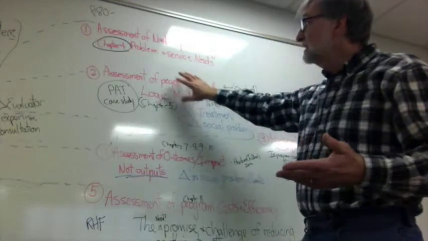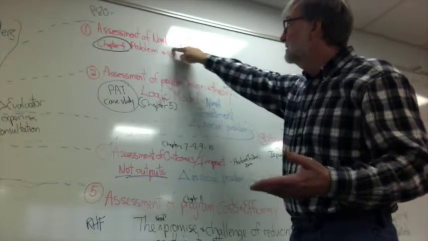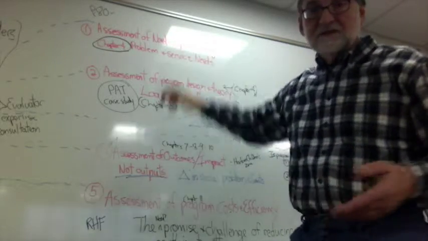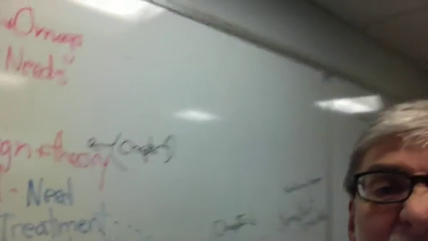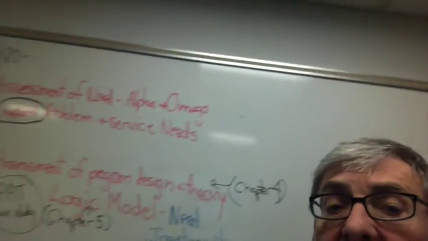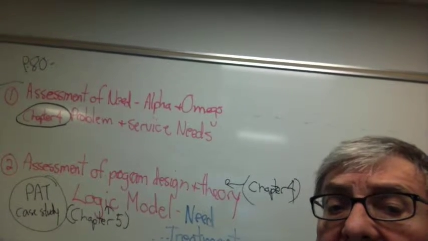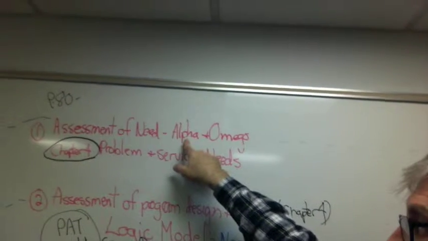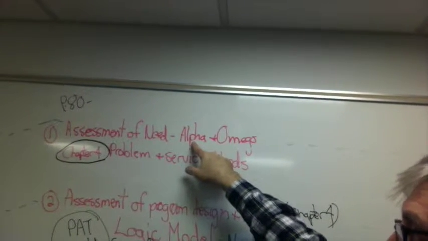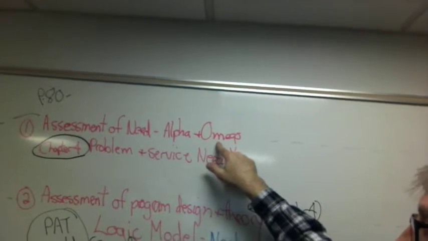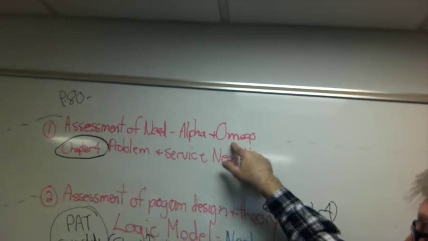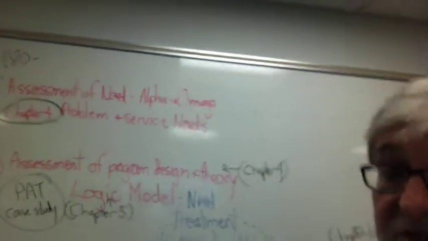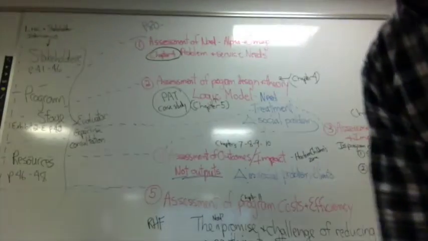And then the second thing is that if you do know the need, and I talk about the need being the alpha and the omega, it's your starting point. Oh, you can't see that in the light, can you? Here you go. Assessment of need, alpha and omega, chapter 4, right? You need to start with identifying the need, and hopefully at the end you come back to say, oh yeah, I actually did solve it, and I did it in a cost-effective manner. That's number 5 down at the bottom here, but we'll get there.